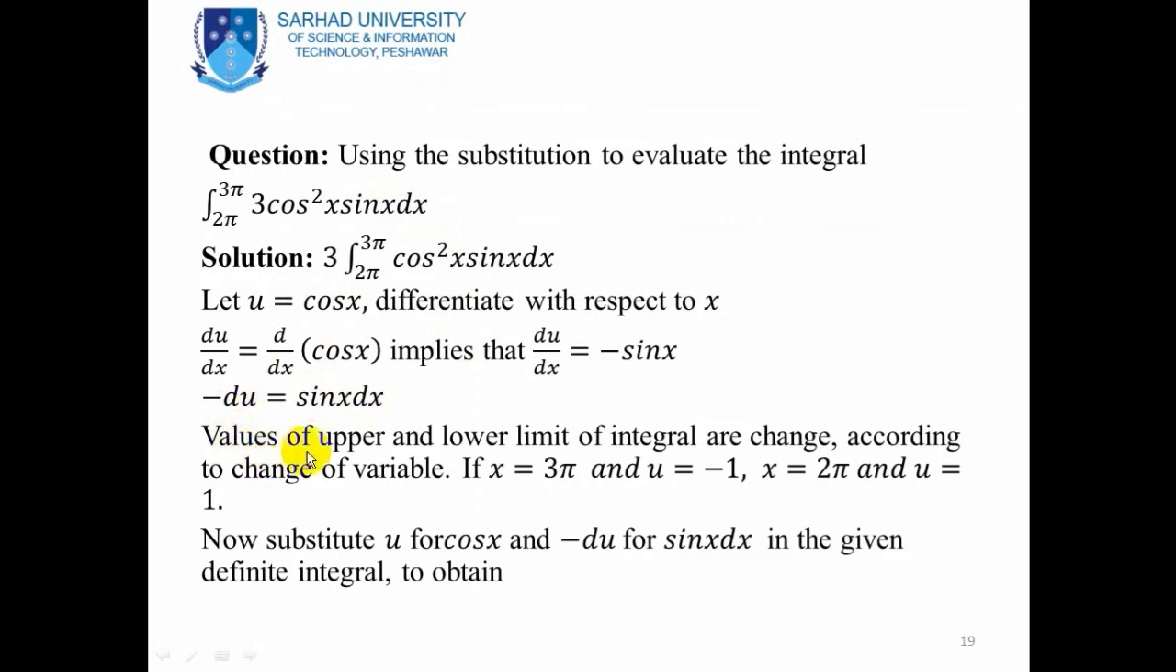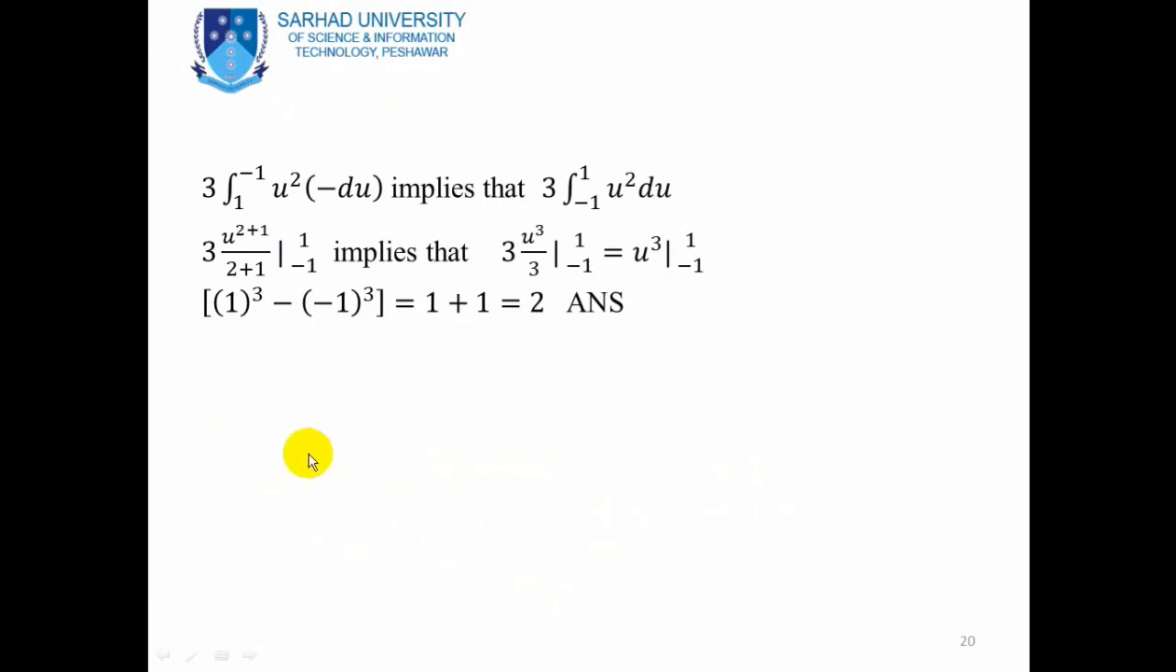Now the values of the upper and lower limits of the integral are changed according to the change of variable. So if x is equal to 3 pi, we obtain u is equal to minus 1, and if x is equal to 2 pi, we obtain u is equal to 1. Now substitute u for cos x and minus du for sine x into dx in the given definite integral, we obtain 3 into the integration from 1 to minus 1 of u square into minus du.